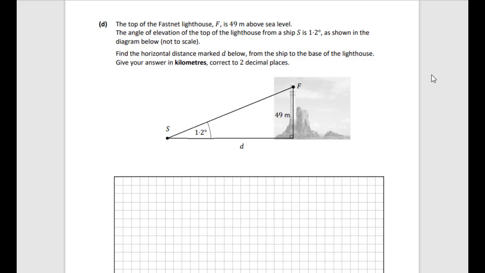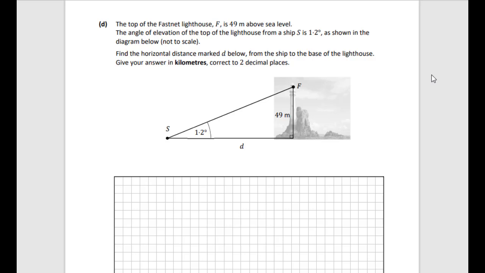The top of the Fastnet lighthouse F is 49 meters above sea level. The angle of elevation of the top of the lighthouse from a ship S is 1.2 degrees as shown in the diagram, not to scale. Find the horizontal distance marked D from the ship to the base of the lighthouse. Give your answer in kilometers correct to 2 decimal places.